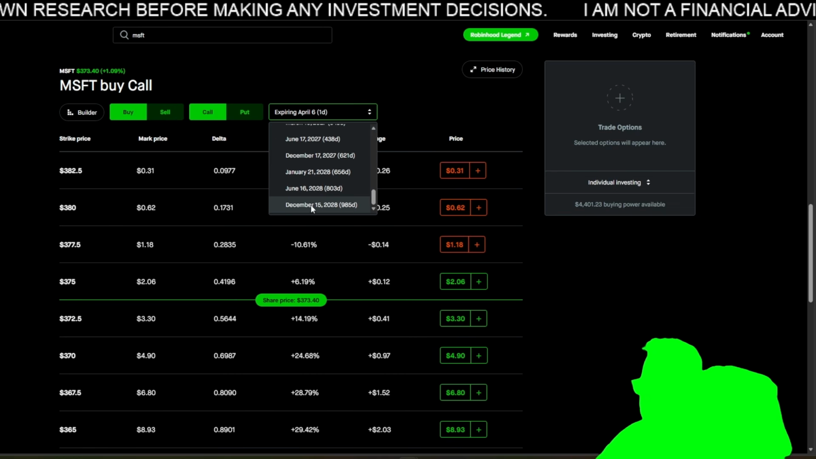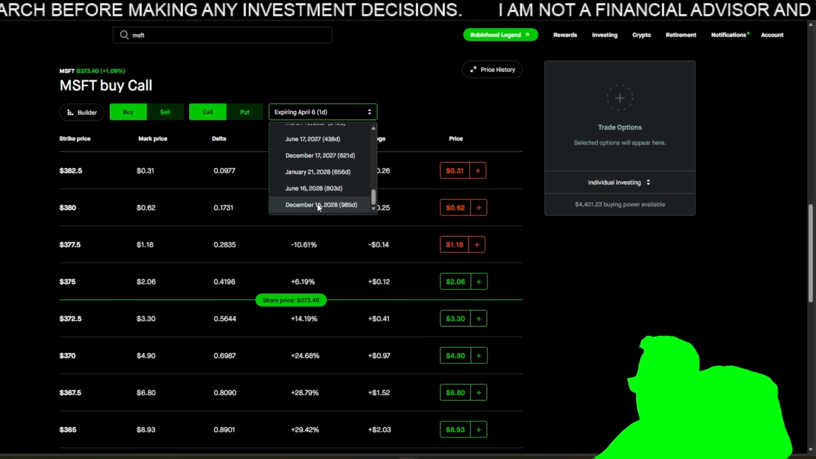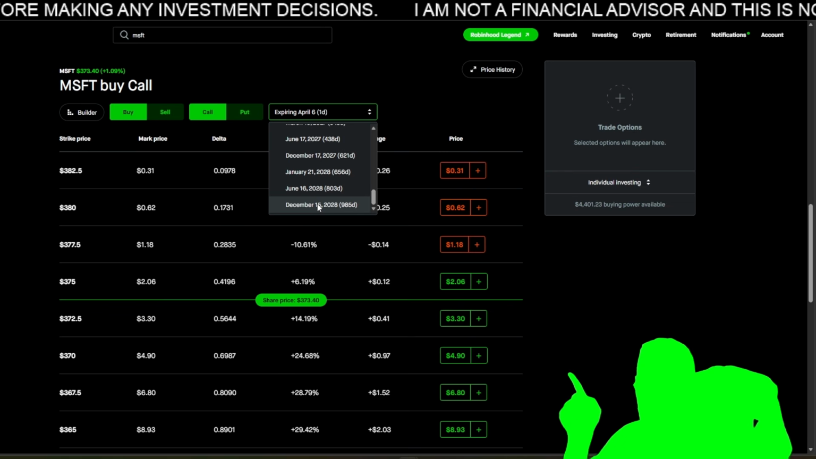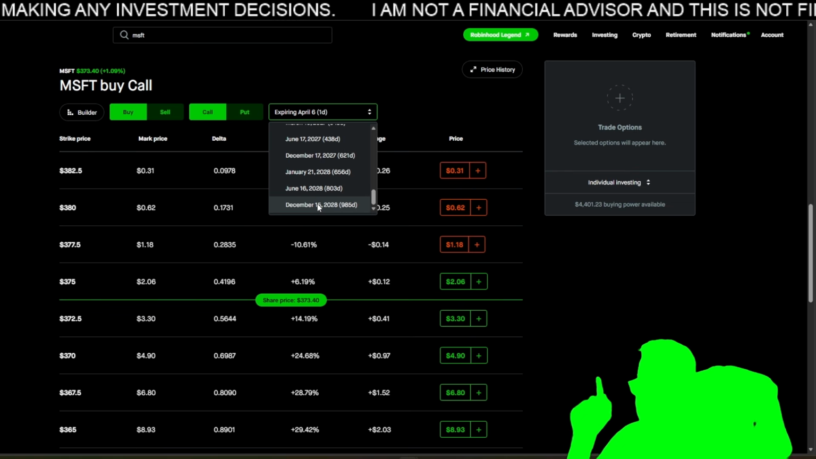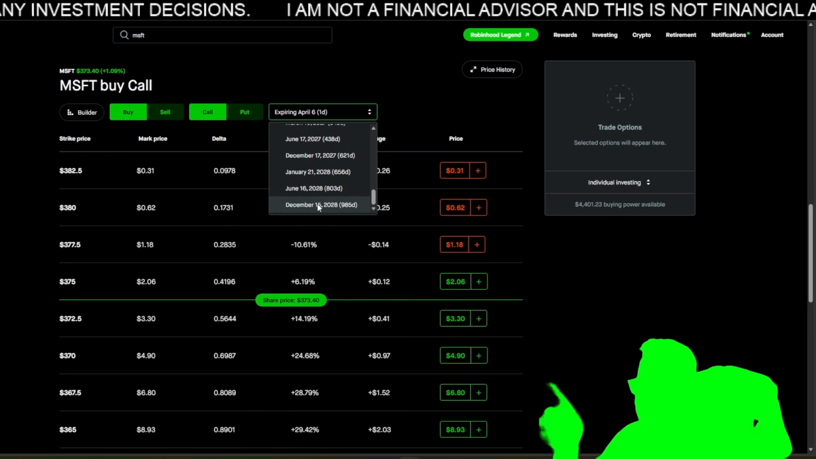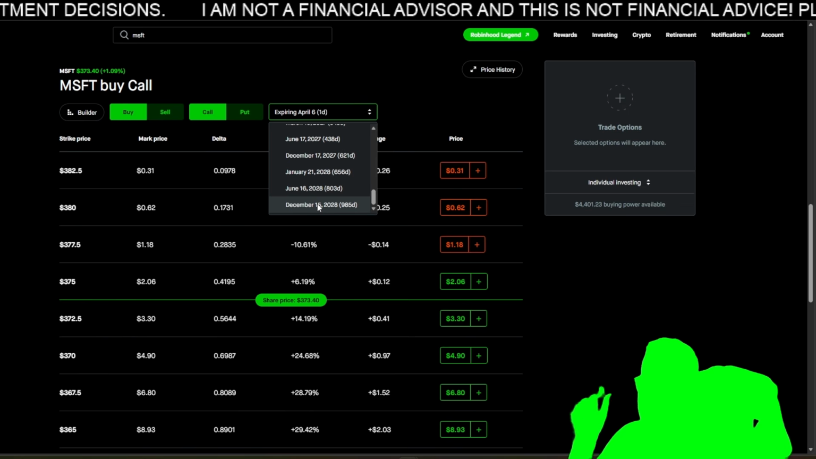If you go all the way down here, you can go right now to about almost, that's about like 2.5 years, it looks like. You go a little over 2.5 years if you want to for Microsoft, and that'll be 985 days till expiration. Now, as you push the expiration date further out, it will cost you more money. That is something to keep in mind.